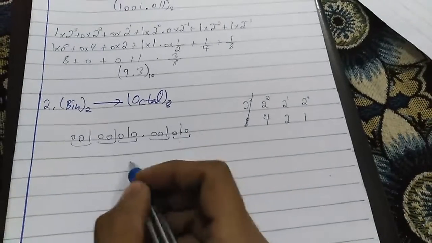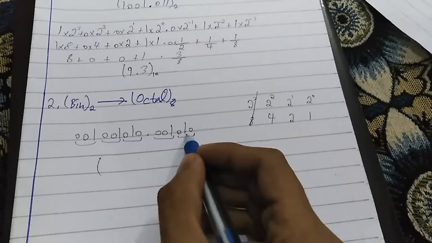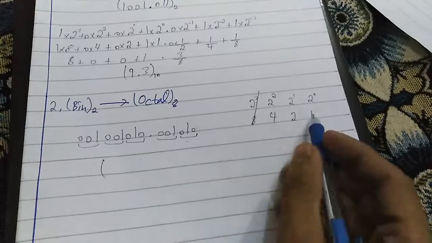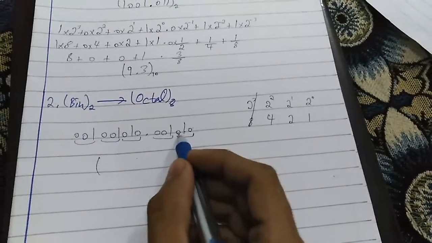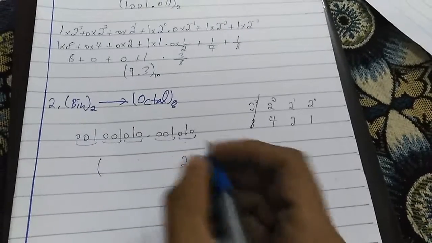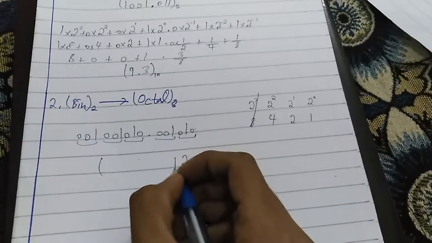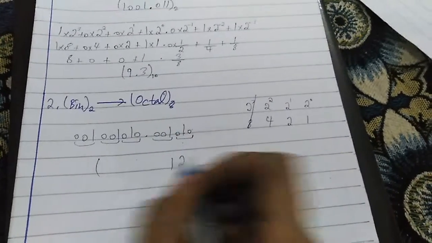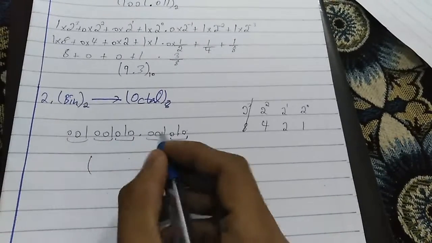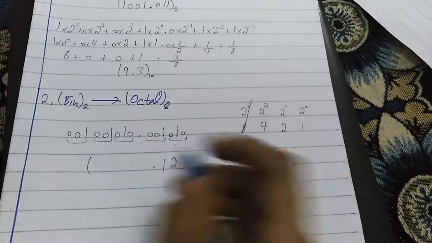Then we have to simply solve each answer like this. Its answer is 0 multiplied by 1 is 0, and 1 multiplied by 2 is 2, so we write 2. 0 multiplied by 4 is 0. Now 1 multiplied by 1 is 1, and 0 0 0 0 point. Now it matches like this, 2. 1 multiplied by 2 is 2.